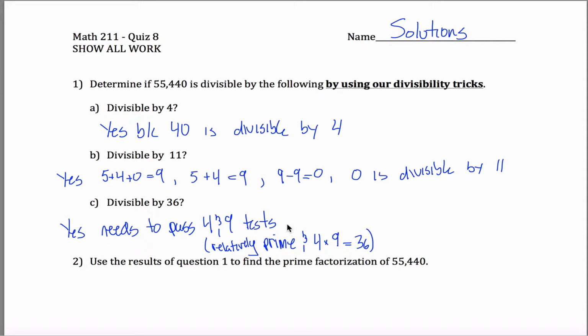It already passed the 4 test. To check the 9 test, I sum up all the digits, 5 plus 5 plus 4 plus 4 plus 0, and I get 18. So it passes the 9 test. 18 is divisible by 9. So this number is as well, and since it's divisible by 4 and 9, it's divisible by 36.